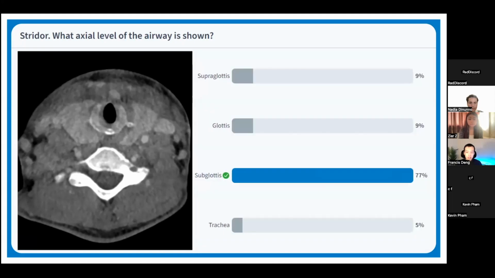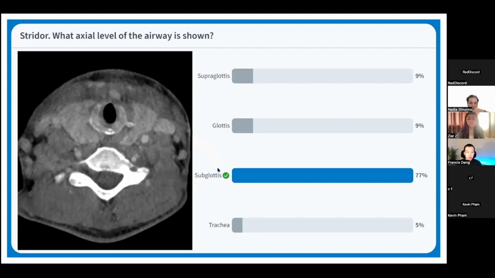All right, very good. The majority of you got the answer correct, which is subglottis. The terms supraglottis, glottis, and subglottis refer to axial levels of the larynx. The landmark that we can recognize on axial imaging is that the subglottis is at the level of the cricoid cartilage, so look for this U-shaped cartilage. Inside, the normal mucosa should be barely perceptible, but in the case of subglottic edema, there is diffuse thickening of this mucosa lining the subglottis.